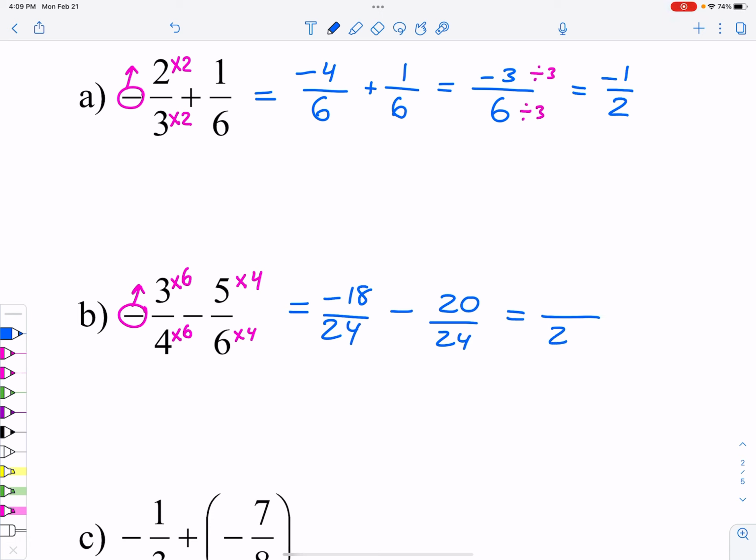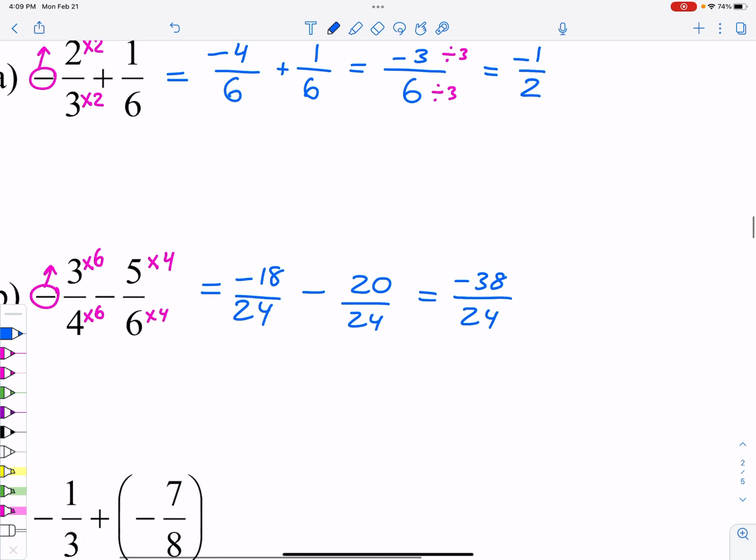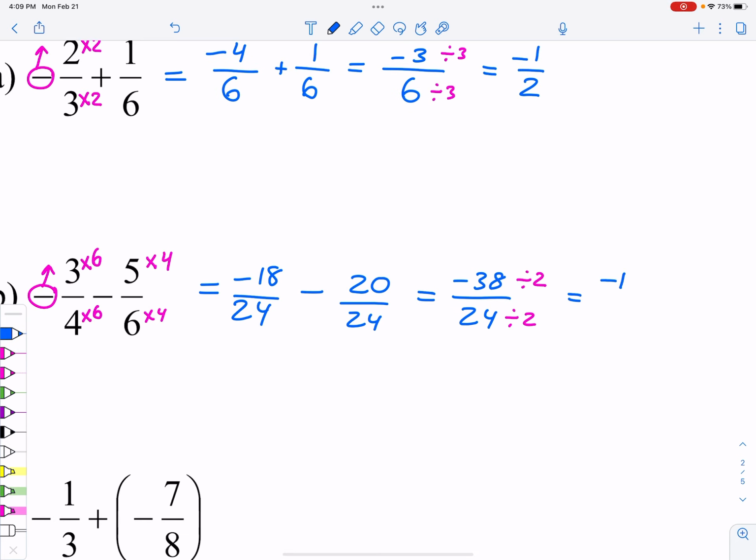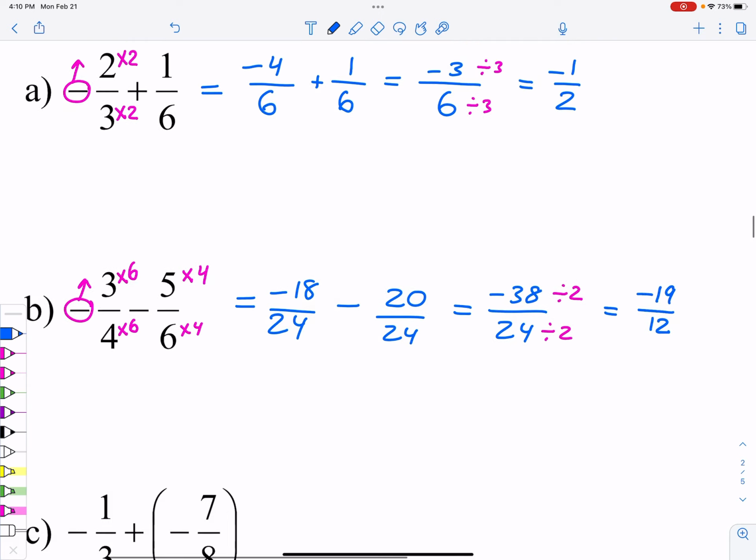So I know my bottom is 24. For my top here, I have negative 18 minus 20, so I get negative 38. And then I simplify if I can. So this one I'm going to divide by 2, top and bottom. So I get negative 19 over 12. And I can't simplify that any further, so that would be my final answer.